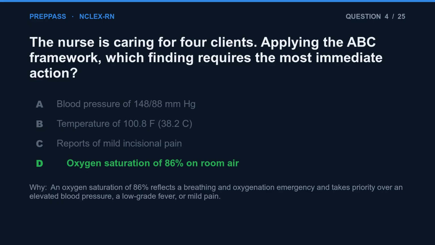The correct answer is D. An oxygen saturation of 86% reflects a breathing and oxygenation emergency and takes priority over an elevated blood pressure, a low-grade fever, or mild pain.